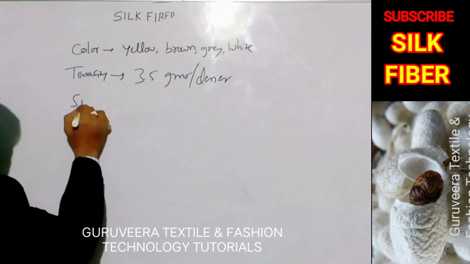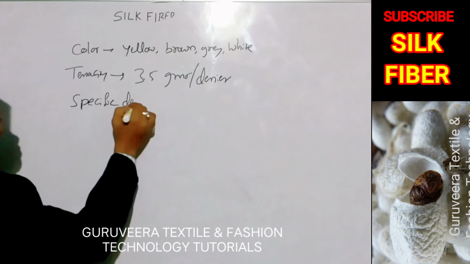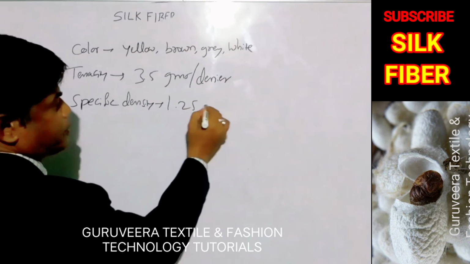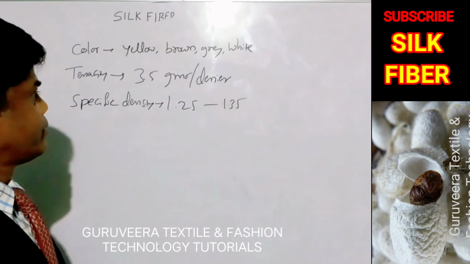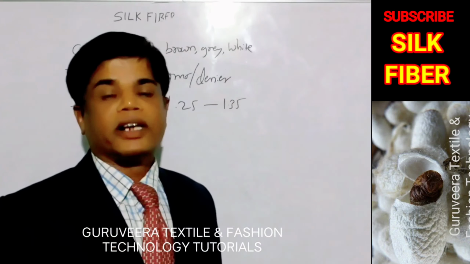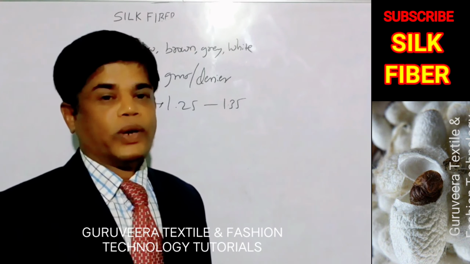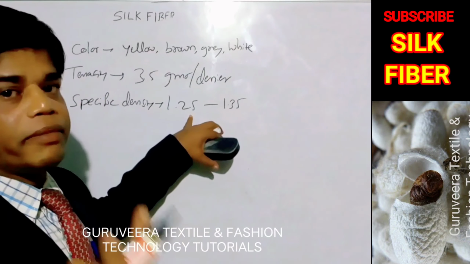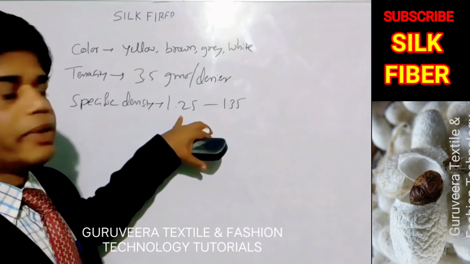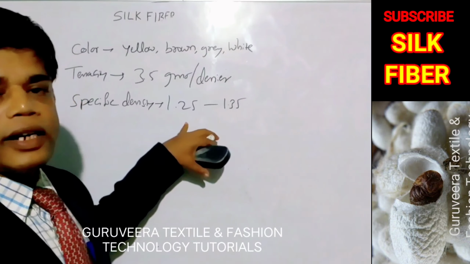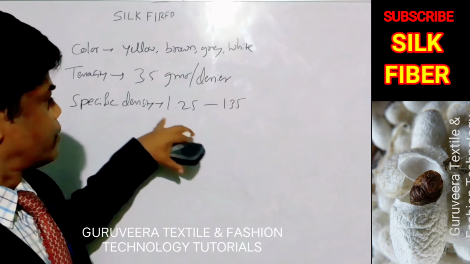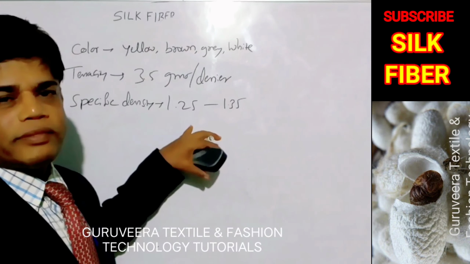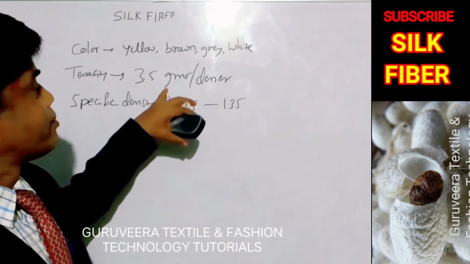And specific density. Specific density is only 1.25 to 1.35. See, the weight of silk fabric compared to wool and cotton is lighter. The weight of the fabric, the weight of the garment, depends upon the specific gravity. Cotton is 1.54. Here it is nearer, but lesser than cotton.